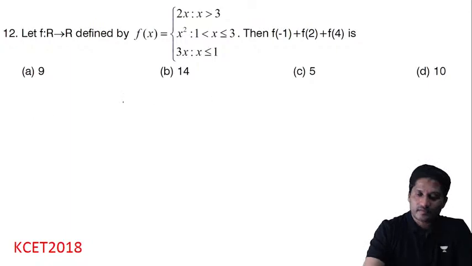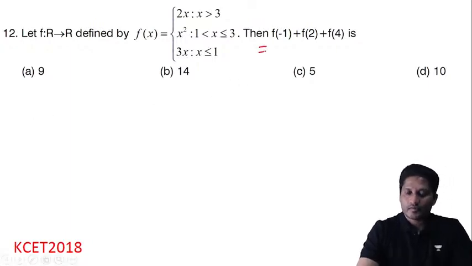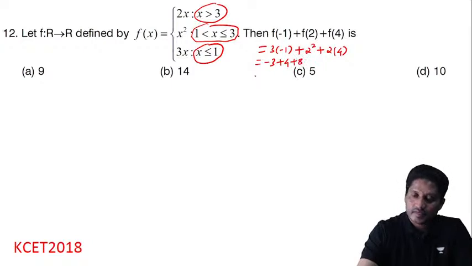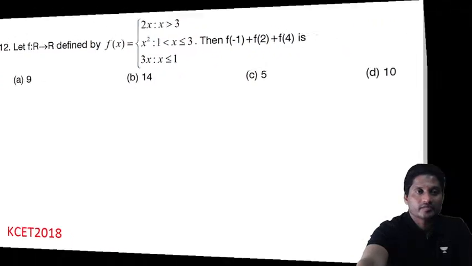I'm going to substitute f of minus 1 for x less than 1. So this is 3 into minus 1. f of 2, obviously 2 lies between 1 and 3, so 2 square. f of 4 is more than 3, that is 2 into 4. If I simplify this, I get minus 3 plus 4 plus 8. Okay, answer will be equal to plus 9. Let's move to the next question.